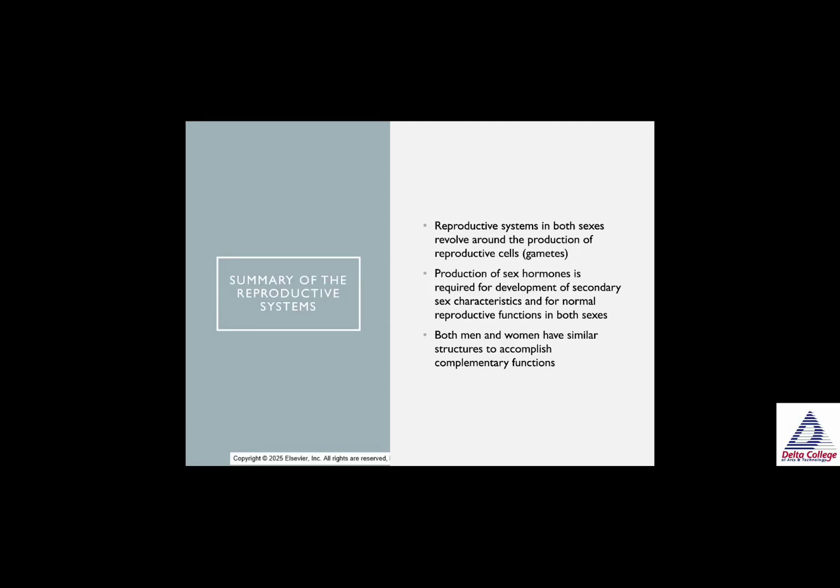So in summary, the reproductive systems in both sexes revolve around the production of reproductive cells or gametes. The production of sex hormones is required for the development of secondary sex characteristics and for normal reproductive functions in both sexes. Both men and women have similar structures to accomplish complementary functions.